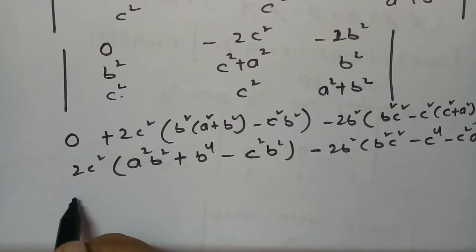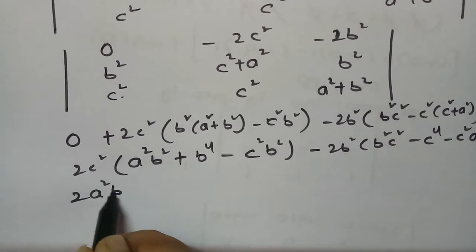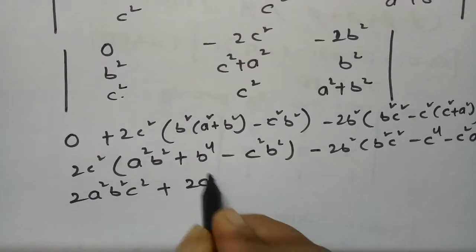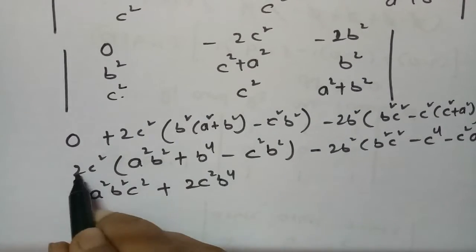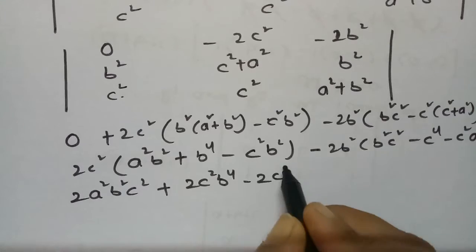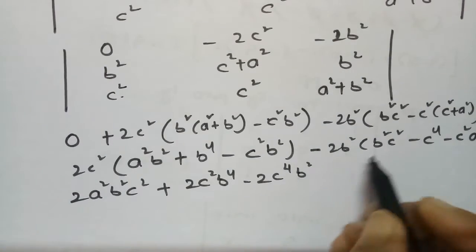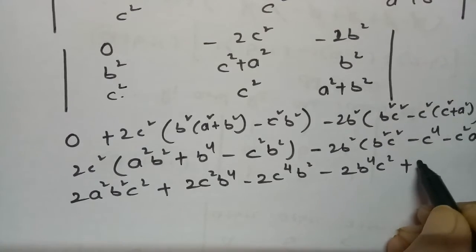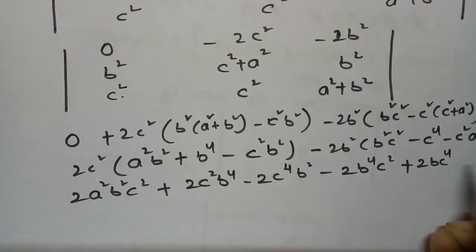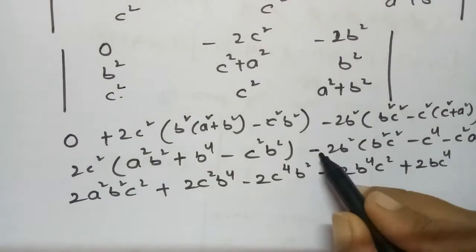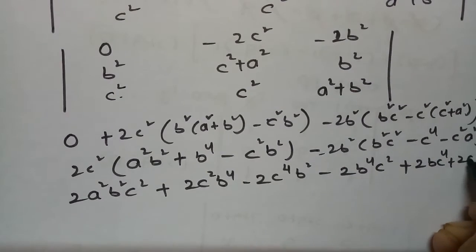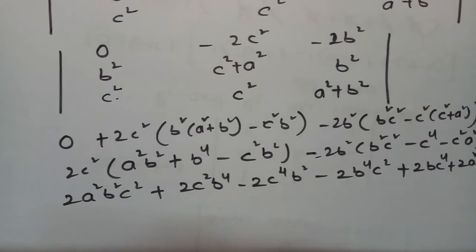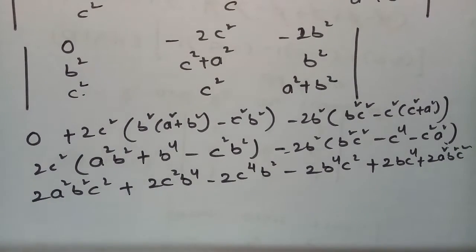If I multiply this one, this will be 2a square b square c square. If I multiply this one, this will be 2c square b power 4. If I multiply this one, this will be 2c power 4 b square. Again if I multiply, this will be 2b power 4 c square, and this will be 2b square into c power 4. Again if I multiply, this will be 2a square b square c square. So this will be a square b square c square.